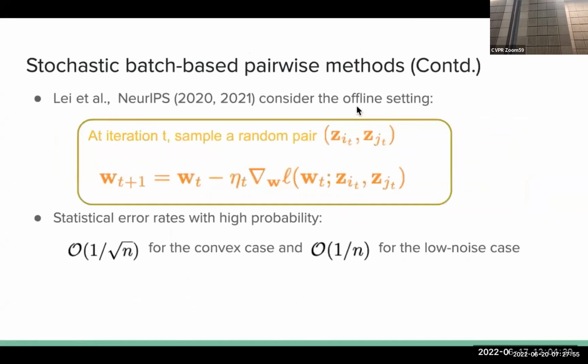For the offline learning setting, Yunwen, Mingrui and I also study this pairwise approach. In particular, at time t, you will randomly sample a pair from all possible pairs. The training data is of size n, so you have all possible pairs, which is roughly n squared. So you randomly sample a pair of examples, you perform gradient descent here. And interestingly, this simple algorithm has optimal statistical error. We can prove that with high probability, the optimal statistical error is 1 over root n for the convex case, and for the low noise case, which means the least population risk equals 0, the error rate can be 1 over n.